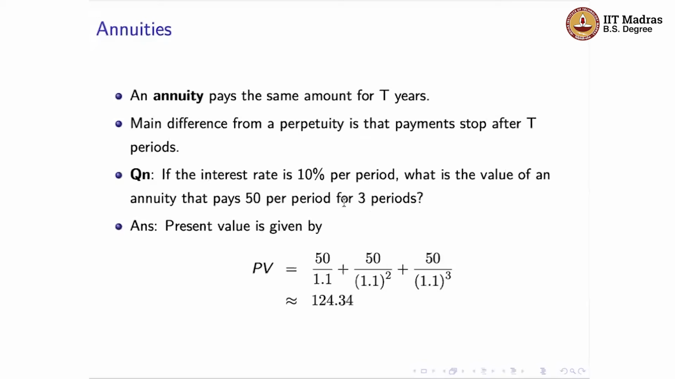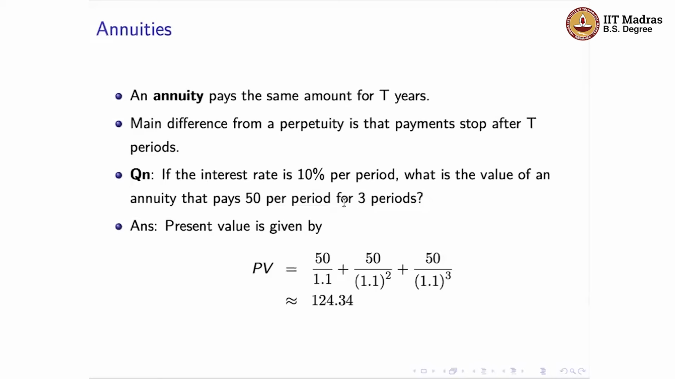So an annuity is something that pays the same amount of money for a given number of years, right? So in this example, it's going to pay for T years. The main difference from a perpetuity, which also pays out the same amount, is that a perpetuity pays out the amount forever, whereas an annuity pays it out only for a fixed number of years, so payments stop after T periods and do not go on forever, right?